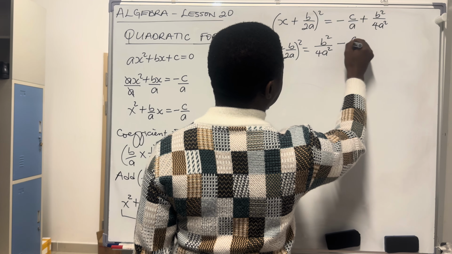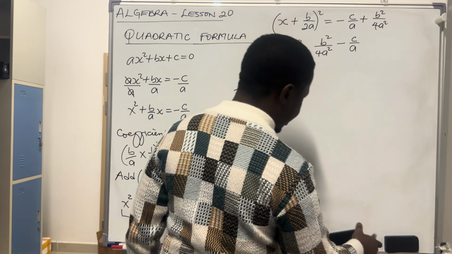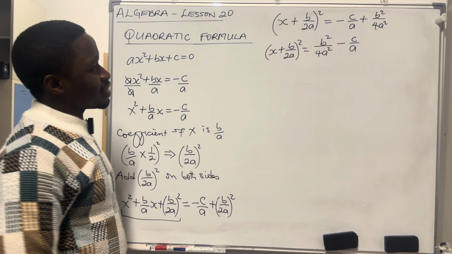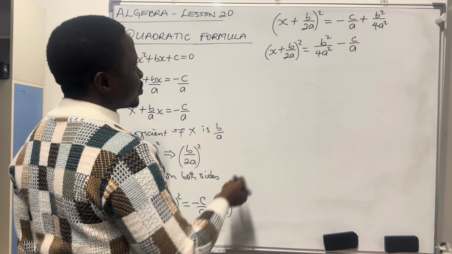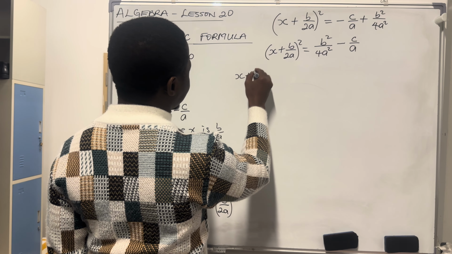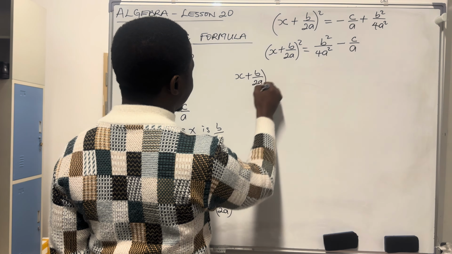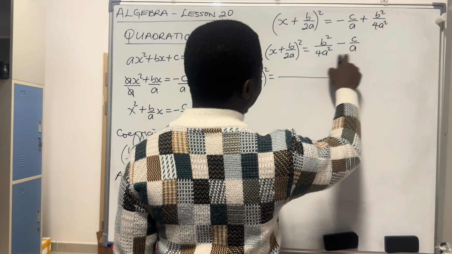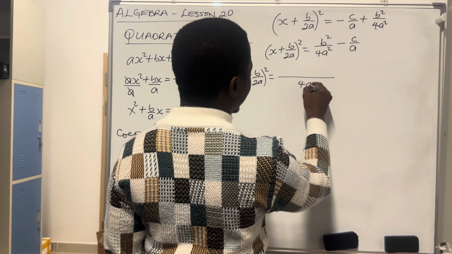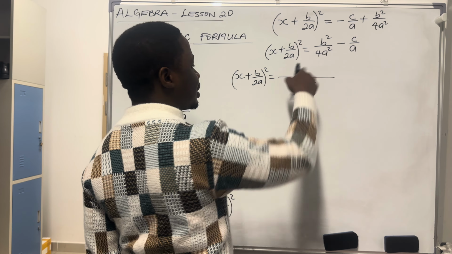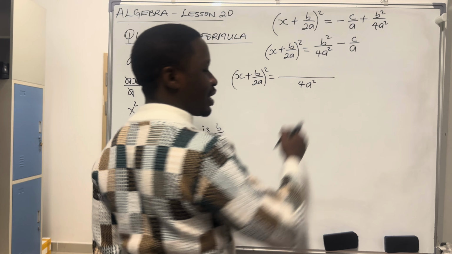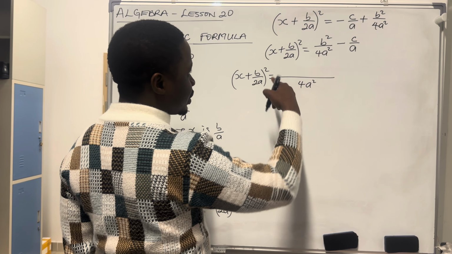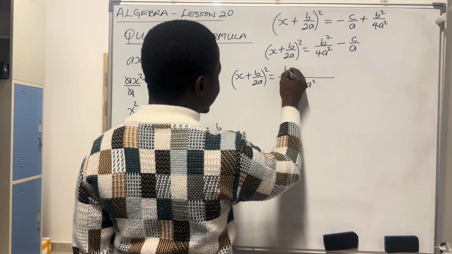Now this c over a. Just be attentive, please. So what is next? We say x plus b over 2a. What is the LCM here? The LCM is 4a squared, because this can divide this without a remainder. This can divide this without a remainder. So 4a squared into 4a squared is 1. 1 times b squared is b squared.